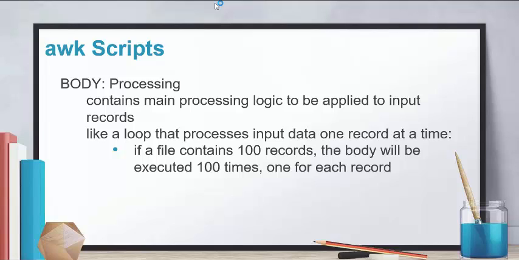Then the body part. The body part is a processing statement which contains the main processing logic. In that you can apply a number of statements, loops, and a number of commands like that, and if it contains 100 records, the body will execute 100 times. So it's just like a loop. अगर आप उसके अंदर डालोगे तो 100 record होंगे तो 100 time वो loop execute, body part execute होगा.